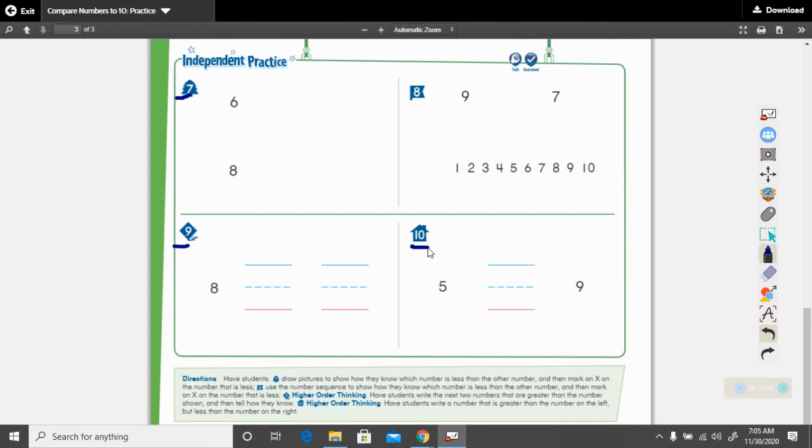Now for number 10, and if you need more time, pause the video. For number 10, we have a 5 and a 9, and we only have one blank in between. So we are not writing all of the numbers in between, but you need to write a number in here, and there are about 3 different numbers you could pick. You only need to pick one of them. You need to write a number that is greater than 5, but is less than 9. Ooh, that's a tricky one, isn't it? A number that's greater or bigger than 5, but a number that is less than or smaller than 9.